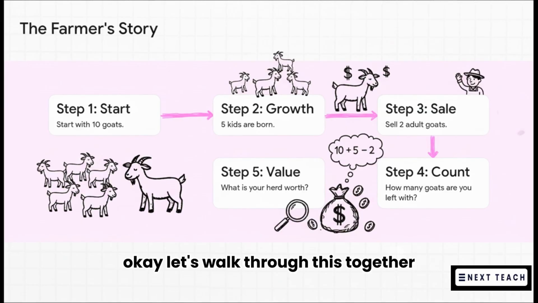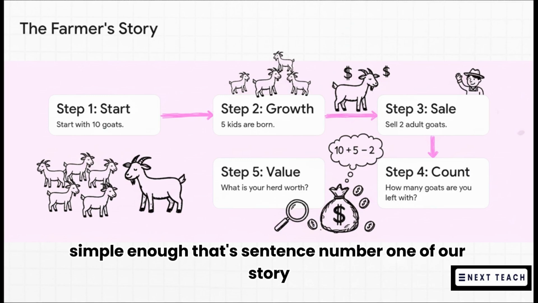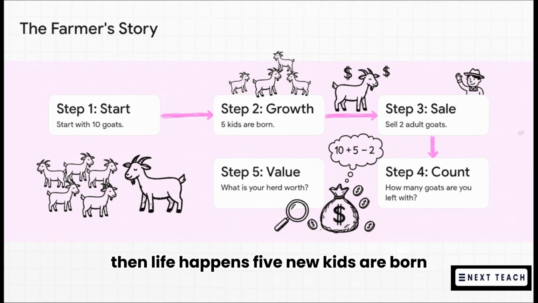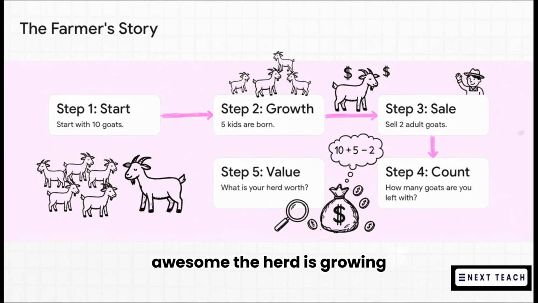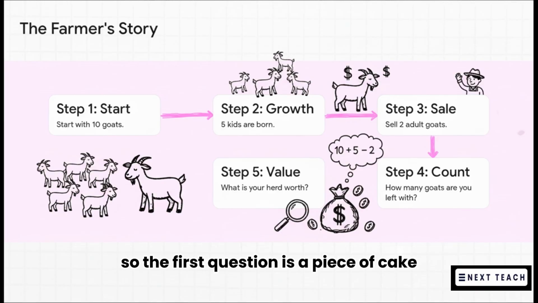Okay, let's walk through this together. Imagine our farmer starts with 10 goats. Simple enough. That's sentence number one of our story. Then life happens. 5 new kids are born. Awesome, the herd is growing. Next, our farmer goes to the market and sells 2 adult goats. So the first question is a piece of cake. How many goats are left? Well, you start with 10, you add 5, you subtract 2. That gives us 13 goats.